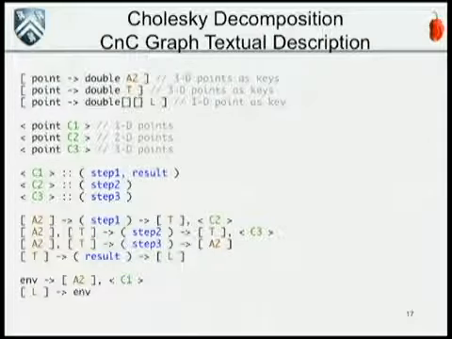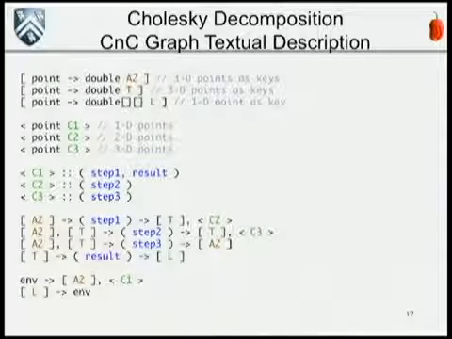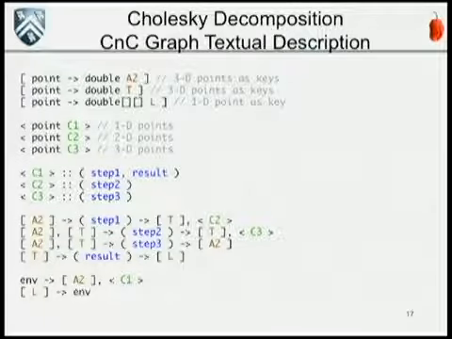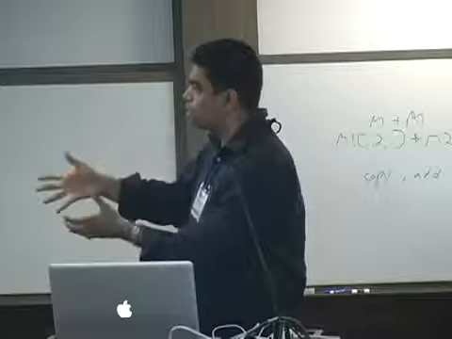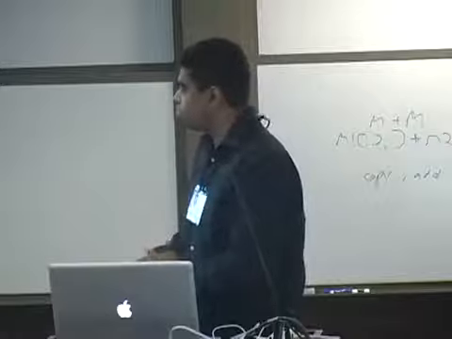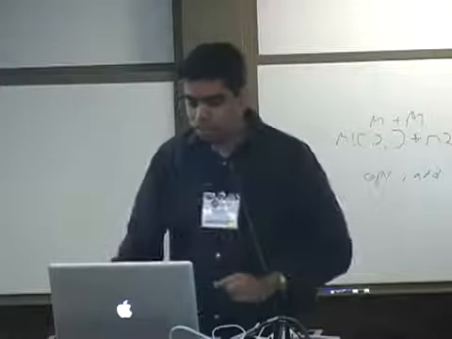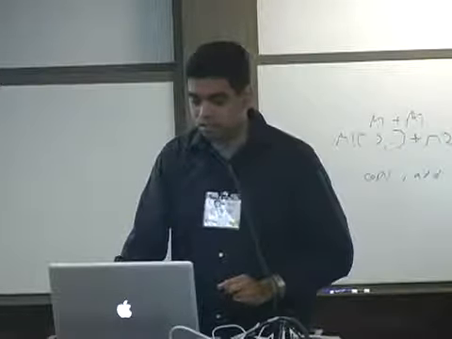And then you have the control collections, which determine who spawns off the steps. Each of these control collections spawns off the three different types of steps. And then you have to actually define what your inputs and outputs are. So in this example, step one is going to read from A2, and write to T and also to the control collection C2, because it needs to tell C2 to spawn off instances of step 2. And then you define what the environment is going to read and write.